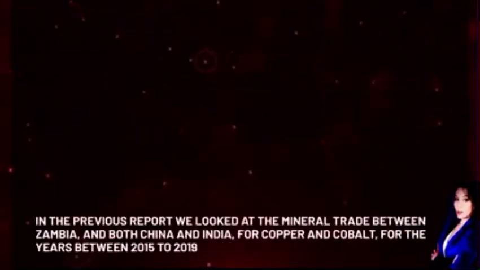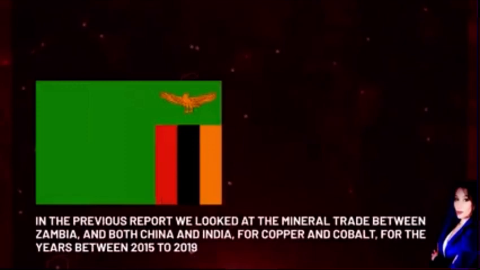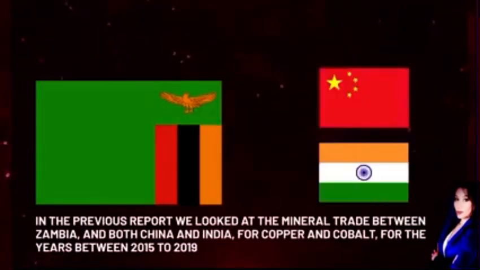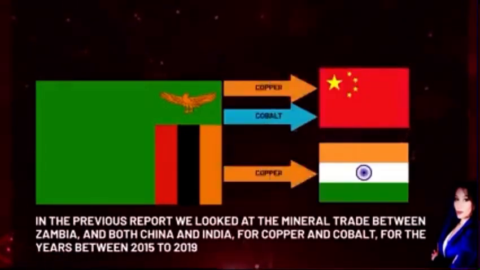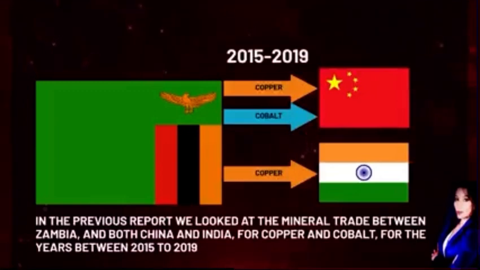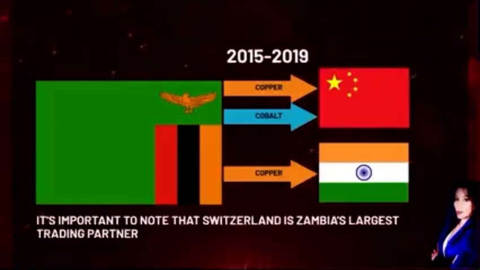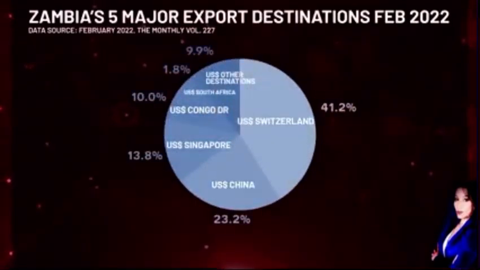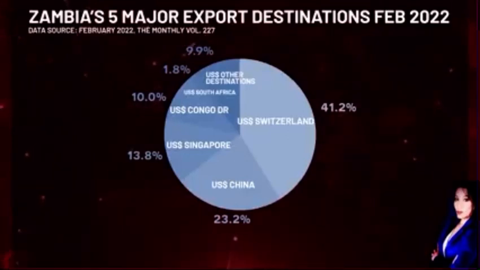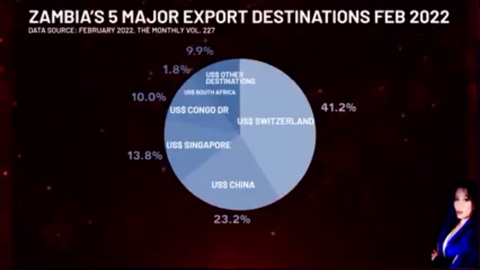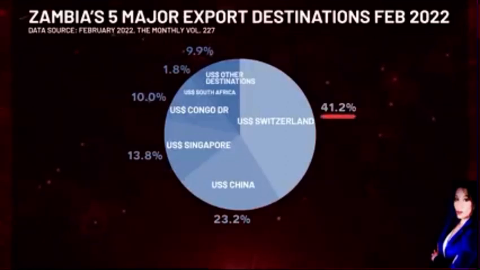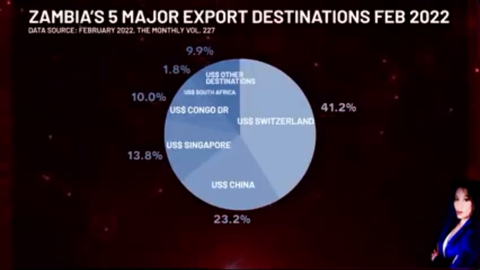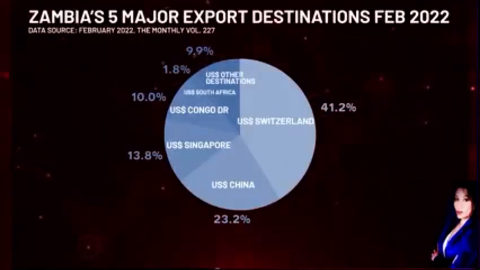In the previous report, we looked at the mineral trade between Zambia and both China and India for copper and cobalt for the years between 2015 to 2019. It's important to note that Switzerland is Zambia's largest trading partner. In February 2022, according to the Zambian Statistics Office publication titled The Monthly, Volume 227, Switzerland accounted for 41.2% of commodity exports, followed by China at 23.2%.